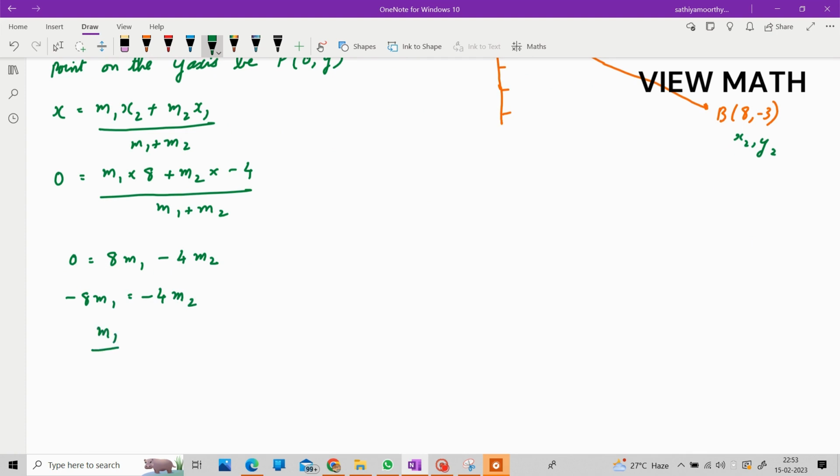m1 by m2 is equal to minus 4 by minus 8. So I can cancel. The negative sign gets cancelled, and 4 ones are 4, 4 twos are 8. So my ratio m1 is to m2 is equal to 1 is to 2. Therefore m1 is to m2 is 1 is to 2. So the first subdivision we have found out. Next I need to find out the second subdivision.